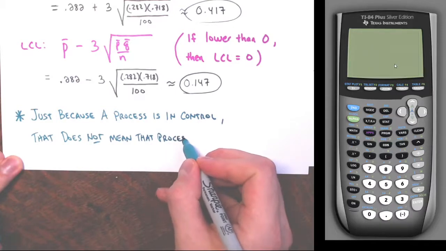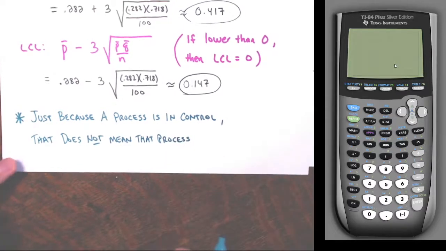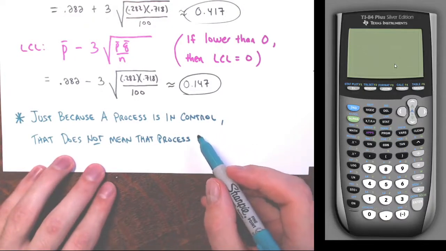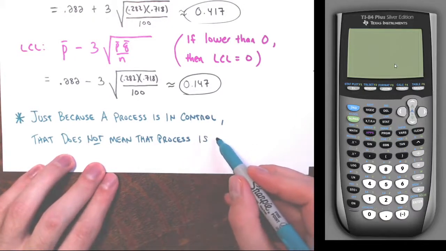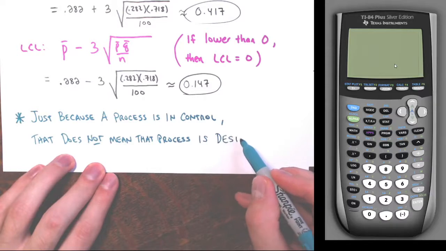Because the process may be producing things that you don't like. It might be consistent, sure, but the process might be producing things consistently that you don't care for, that aren't within your company's parameters or the company's manufacturing specifications or whatever. Being in control does not mean that the process is desirable or satisfactory.